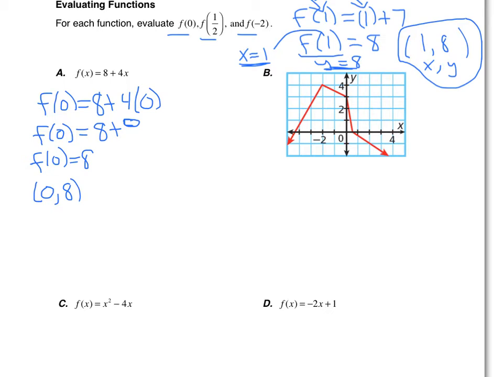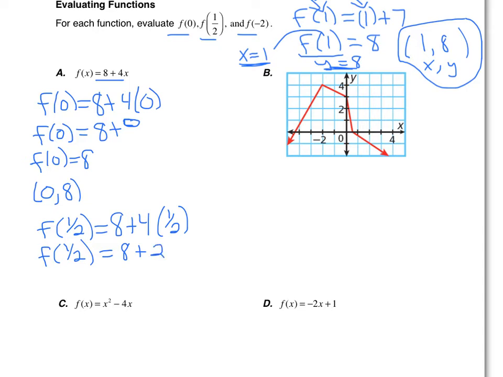Then, if we have f of 1/2, same function as we have up here, 8 plus 4, and then instead of x, we're going to put in 1/2. Again, this is notation. This is telling us that the function at an input value of 1/2 equals 8 plus half of 4, which is 2. So at an x value of 1/2, we have a y value of 10. So that would be an ordered pair. 1/2 is the x and 10 is the y.